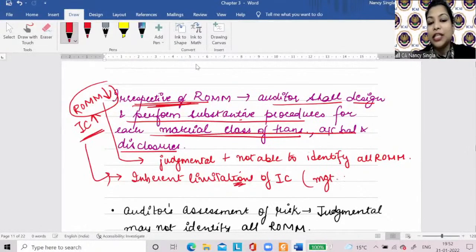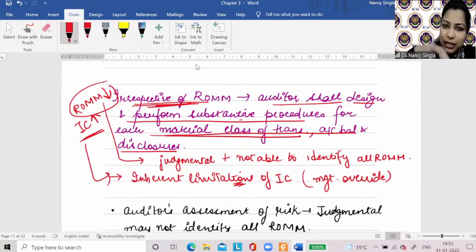Example is what? Management override. Now what is meant by that? It says that it might be possible since management is implementing the internal control na, so management has the ability what? To disregard this internal control and to prepare the accounting records in a fraudulent manner. Management itself implemented the internal control, na. So it might be possible na that management has manipulated something which auditor is not able to know.